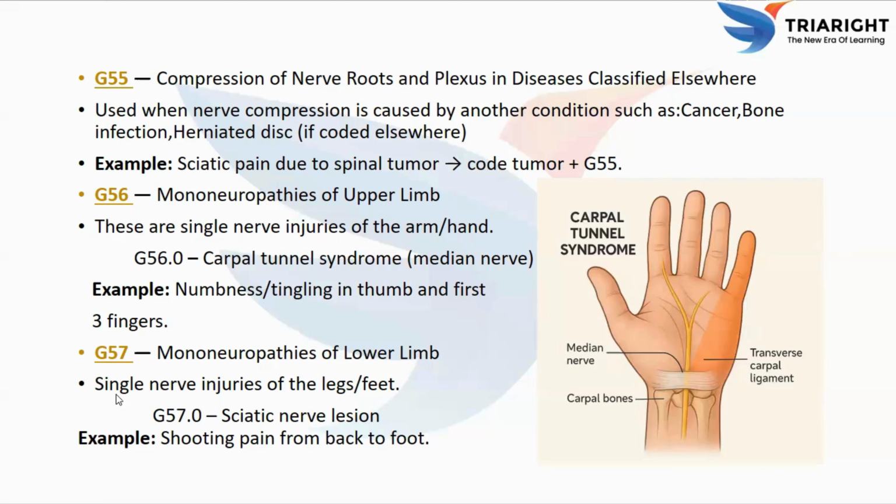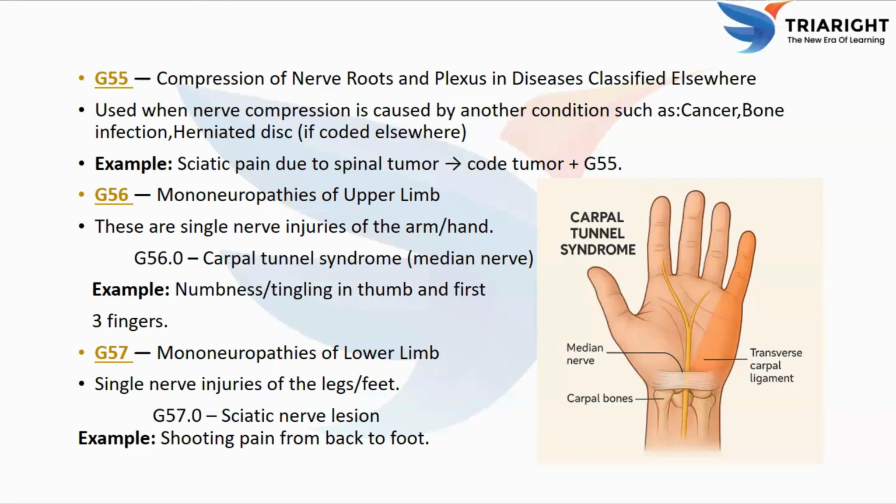So next, G57. G57 is for mononeuropathies of the lower limb. What is the meaning of mononeuropathies of the lower limb? A single nerve injury in the legs or the feet. Mono means single, right? Yes, mono means single. So, a single nerve injury in the legs or feet.